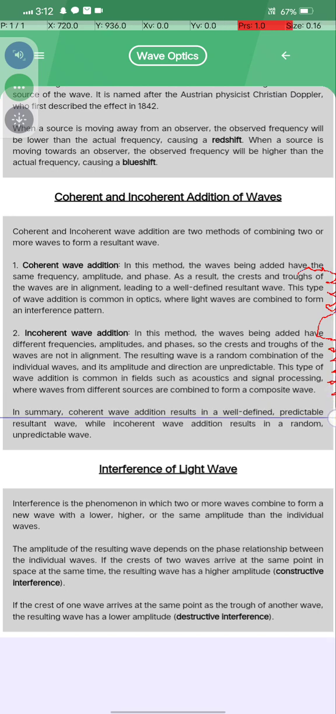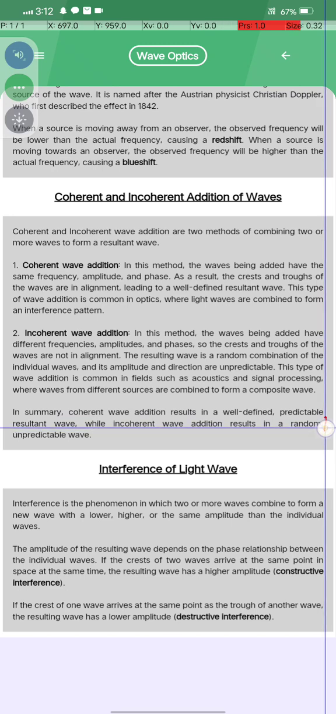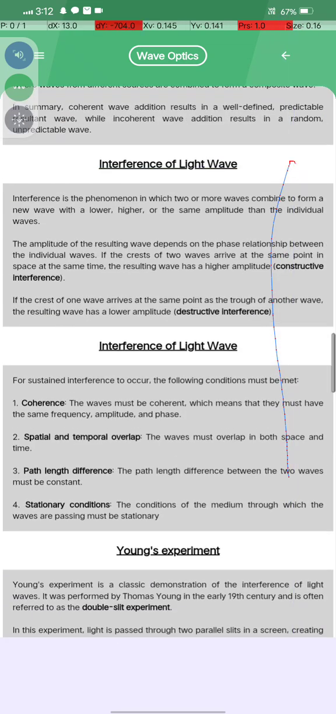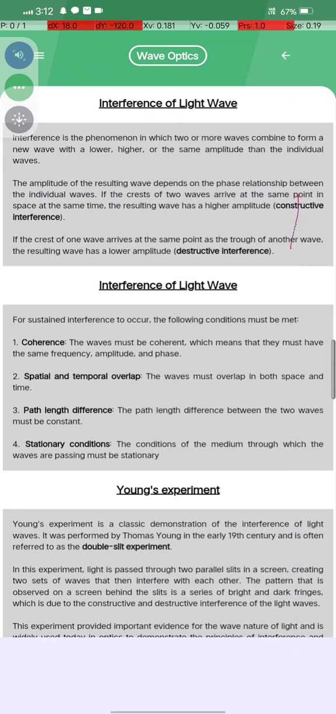In summary, coherent wave addition results in a well-defined and predictable resultant wave, while incoherent wave addition results in a random and unpredictable wave. इंटरफेरेंस ऑफ वेव क्या होता है?